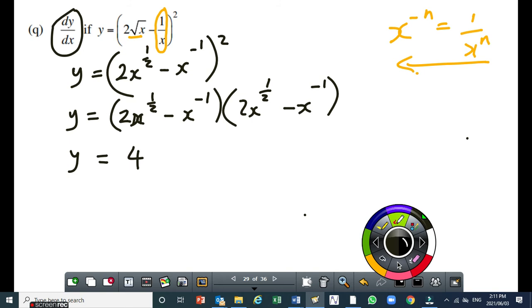So x to the power of a half times x to the power of a half. If you use the first law of exponents, it means you add the exponents. So half plus the half gives you 1. So you end up having 4x. Then 2x to the power of a half times x to the power of minus 1. You add the exponents. So this will be minus 2x to the power of half plus minus 1, that's minus a half. Then x to the power of minus 1 times 2x to the power of a half, you get another minus 2x to the power of minus a half.